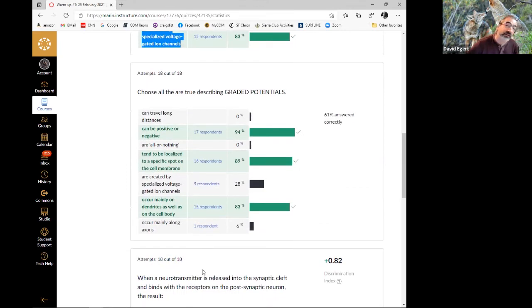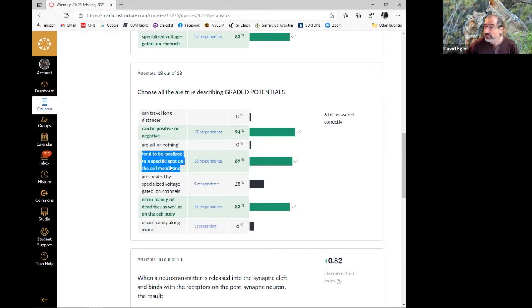Graded potentials, on the other hand, do not travel long distances. They're just going to be a local part of the membrane. Positive or negative? Yes, you can. Again, we talked about excitatory postsynaptic potentials and inhibitory postsynaptic potentials, depending on what kind of ions are crossing the membrane in which direction. The voltage might go up, it might go down, might go up a lot or a little, or down a lot or a little. That's continuously variable, another adjective we use a lot for graded potentials. All or nothing? No, that's action potentials.